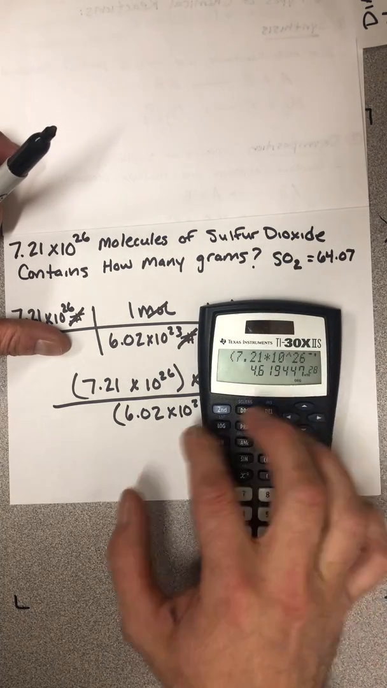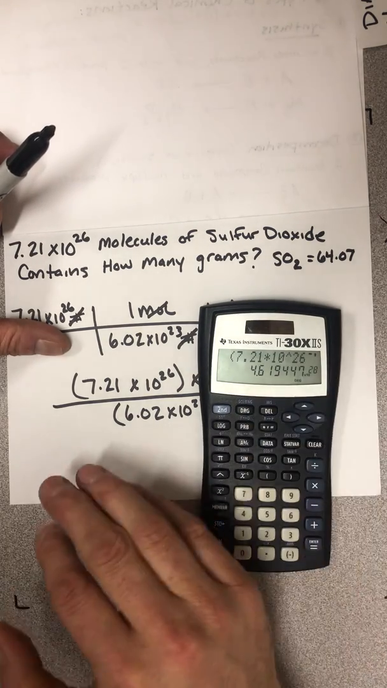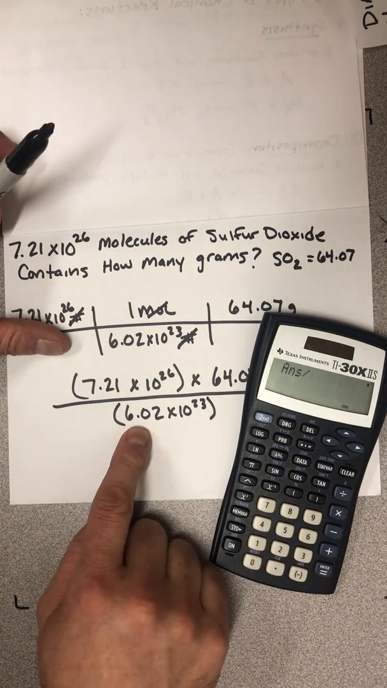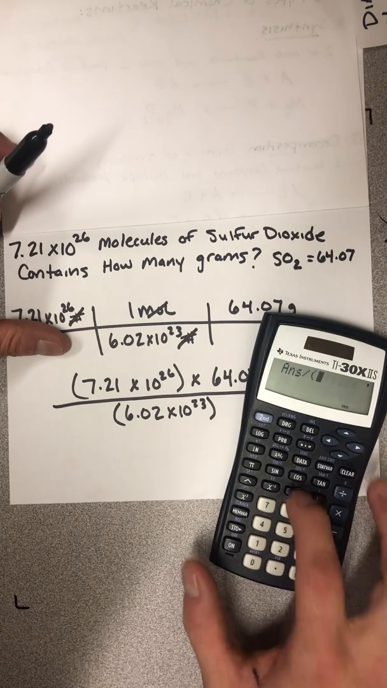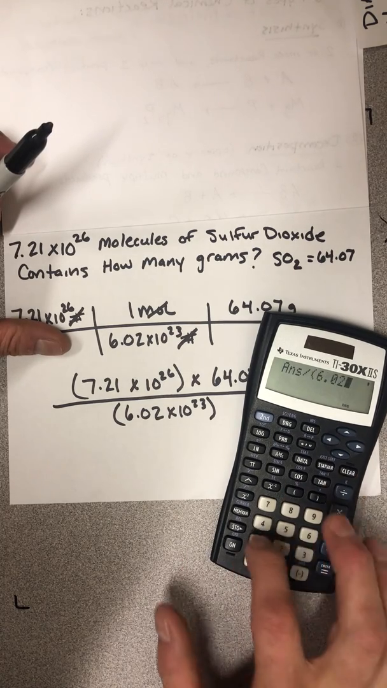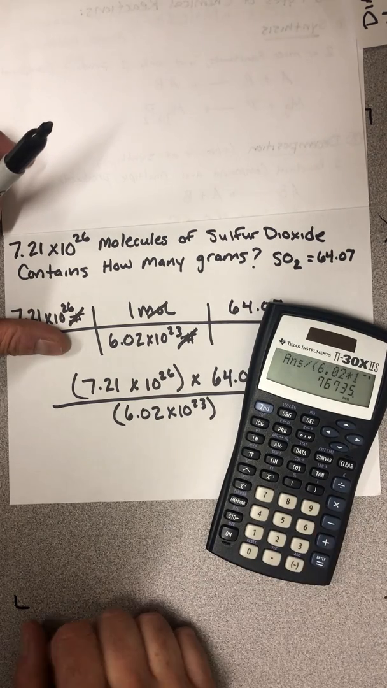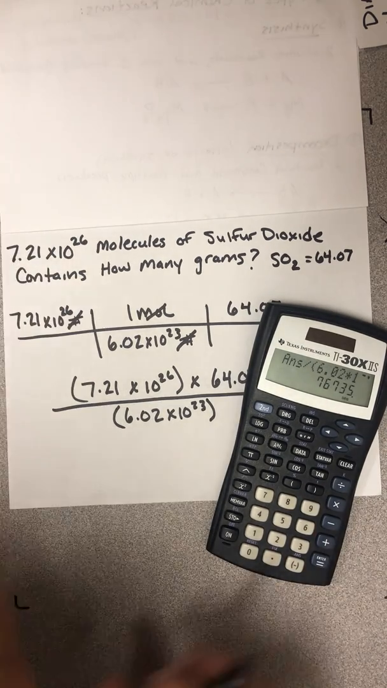And so that number, I just keep that number on the calculator. It doesn't mean much of anything. You don't have to round it yet. Just keep it on the calculator, hit the divide sign. And again, I'm going to enclose Avogadro's number in parentheses here. 6.02 times 10 to the power of 23. And that gives us our final answer in grams, right?